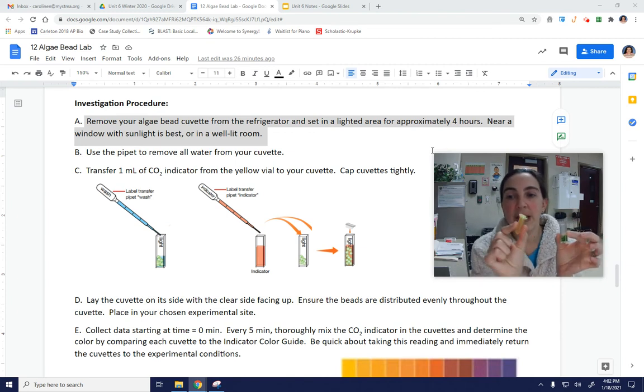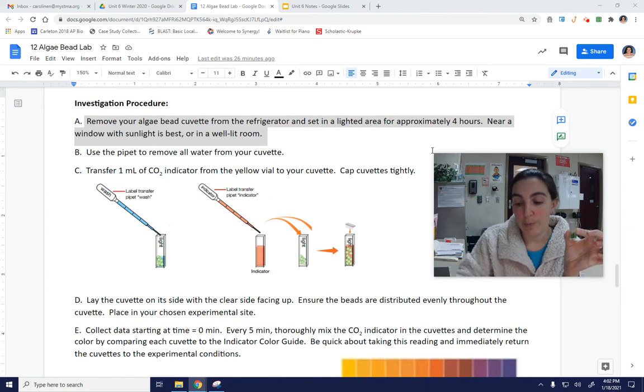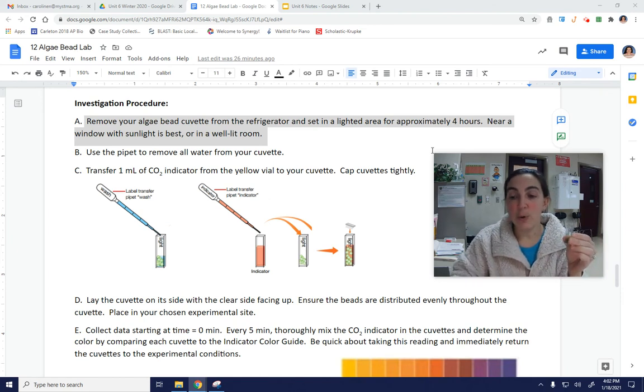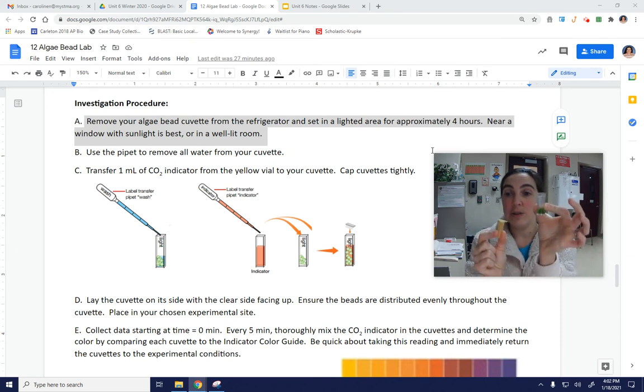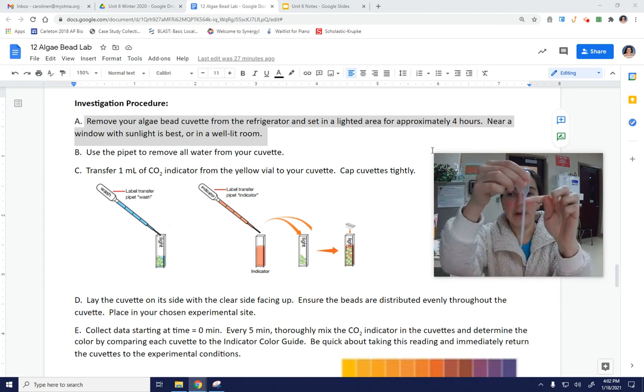Then you also have a container right here of carbon dioxide indicator solution in your little yellow vial. You can pop the cover open on there, and you are going to put 1 milliliter of this carbon dioxide solution into the cuvette with your algae beads. You can measure 1 milliliter using your pipette. The mark that is right up here near the top, you'll see a little line, is 1 milliliter.